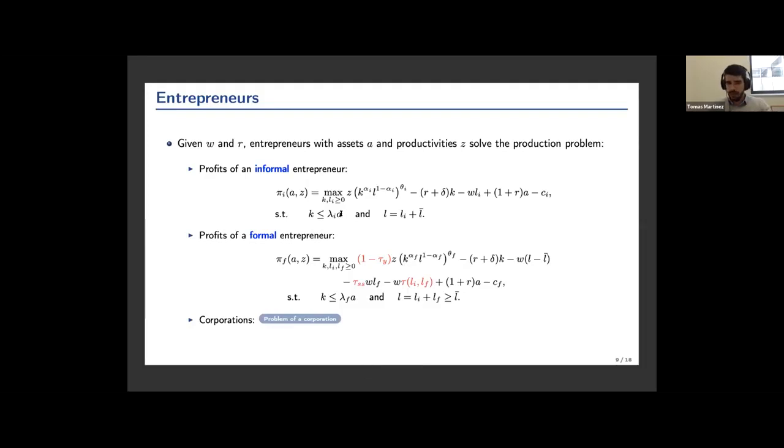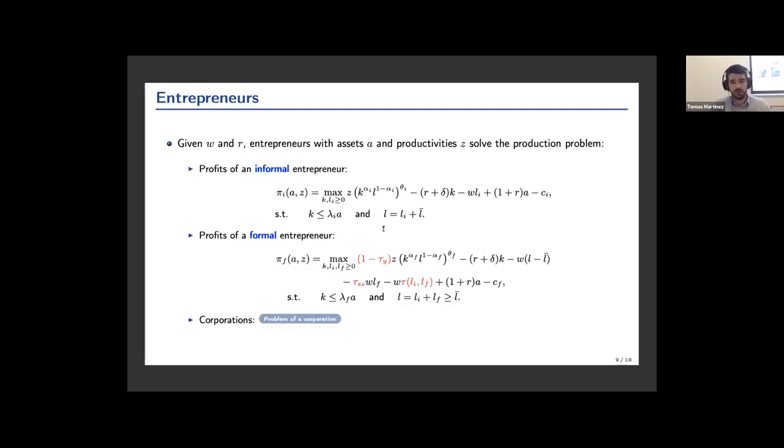Now, a formal entrepreneur, first of all, has to pay taxes. It has to pay sales taxes over production, and can hire both formal and informal labor. Formal and informal are substitutes in production, so it doesn't matter if he hires formal or informal, at least for production. He has to pay payroll tax over formal labor only, is subject to financial frictions, and can use his own labor. Now you can start to think: formal and informal labor are substitutes in production, and the formal is more costly because it has to pay a tax.